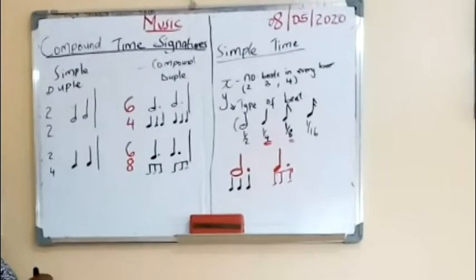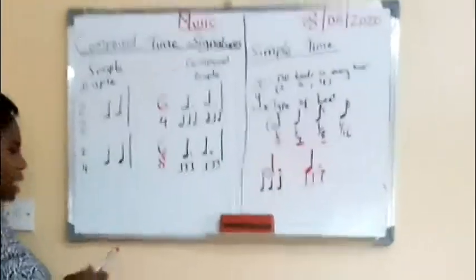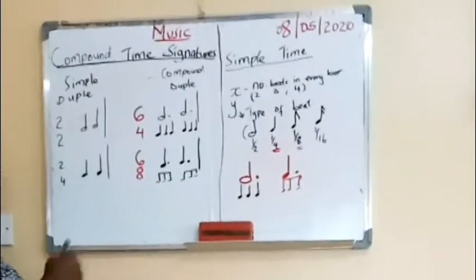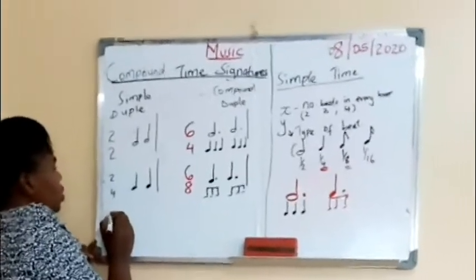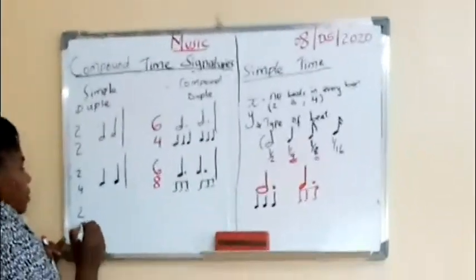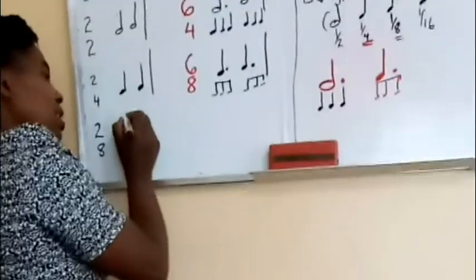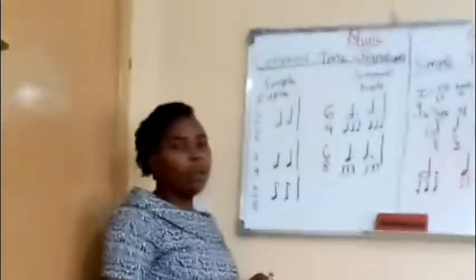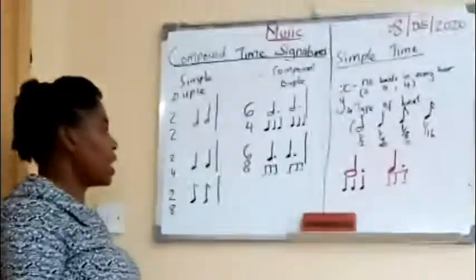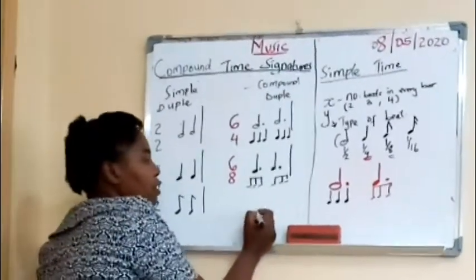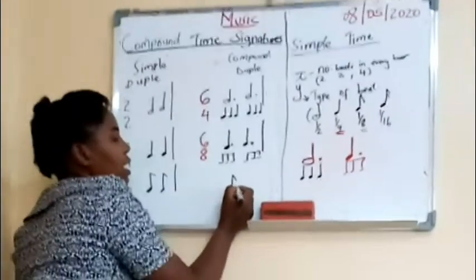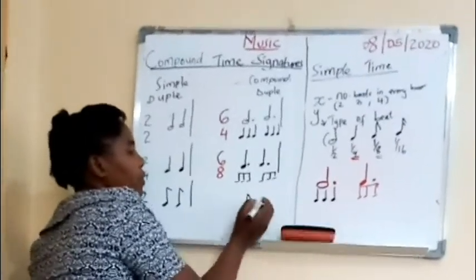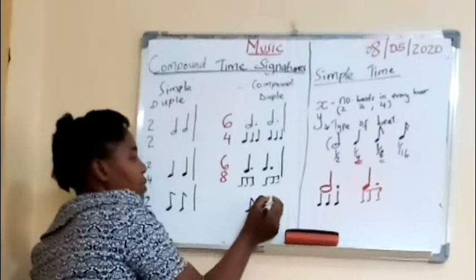Now, the last example I'm going to give on duple time is 2 8. So it means that we have 2 quavers in every bar. Now, when we talk about 2 quavers in every bar, in compound time we shall have 2 dotted quavers in every bar.